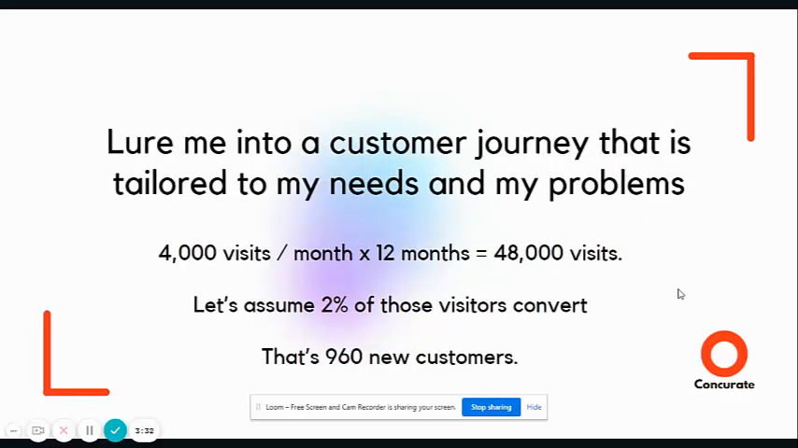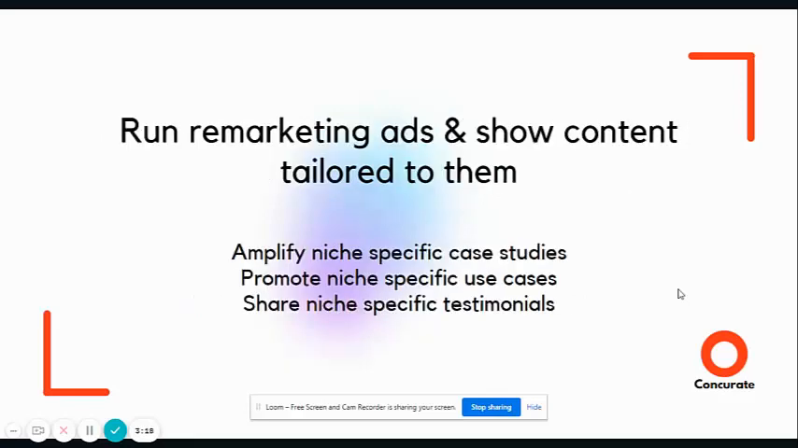Then the second benefit. Okay, just 2% of these visitors converted, but there is such a huge visitor base, or such a huge lead list, that didn't convert. So what Salesforce does is they run remarketing ads and they show content tailored to them. For example, if I'm in a banking industry or I'm in a manufacturing industry, I visited Salesforce manufacturing page. Now Salesforce knows that, hey, this person visited manufacturing page. That means he has something to do with manufacturing industry.